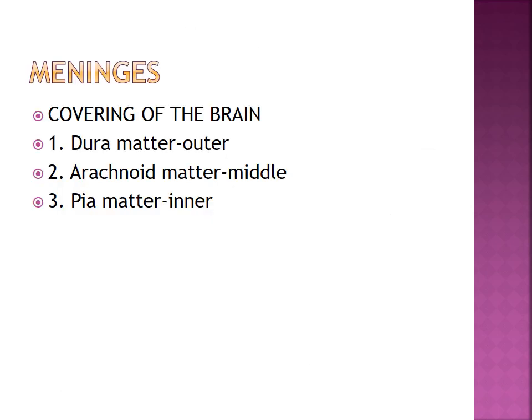Now we will see coverings of the brain. They are also called meninges. The brain and spinal cord are surrounded by three connective tissue membranes, and they are called meninges. Cranial meninges cover the brain, and spinal meninges cover the spinal cord.